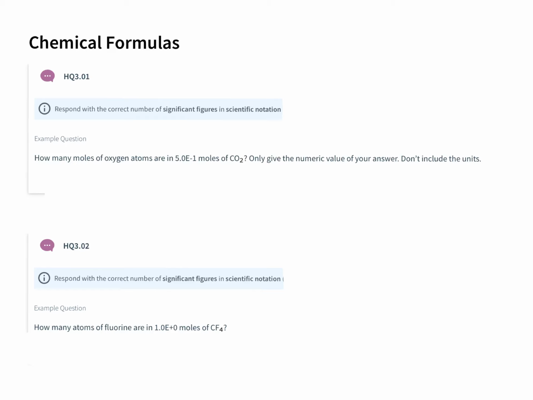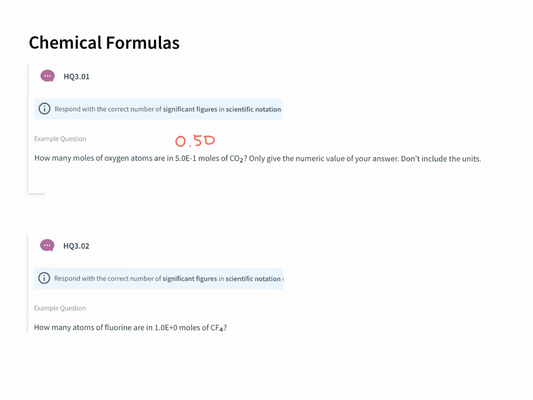For question 3.01 and 3.02, we're asked to calculate moles that we have and atoms in a sample based on how many moles we have. So for the first one, how many moles of oxygen atoms are there in 5.0 e to the negative 1 moles of CO2? So first we want to convert this into non-scientific notation. So we have 0.50 moles of CO2. Now it's asking how many moles of oxygen atoms are there within that sample.